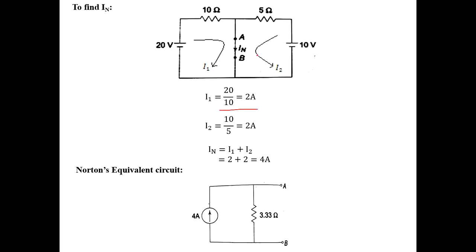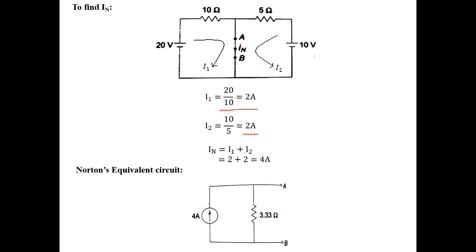Next loop, second loop current. Here the current flows from this positive to negative, so the direction is this one. By Ohm's law, I2 is equal to V by R. 10 divided by R value 5 is equal to 2 ampere.